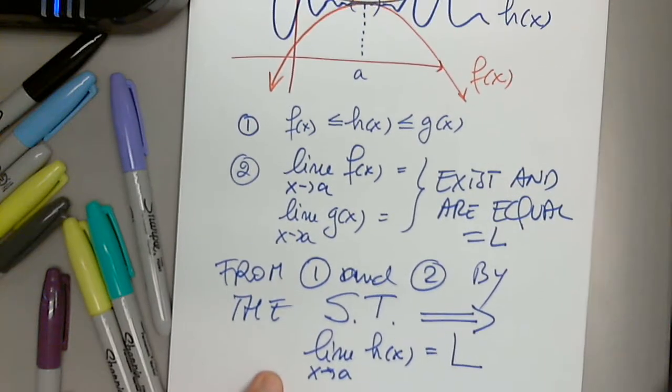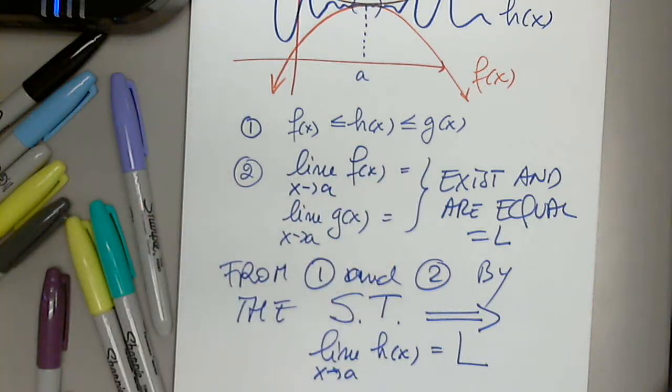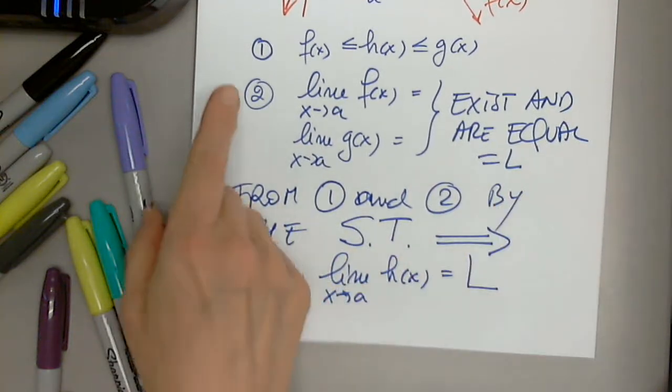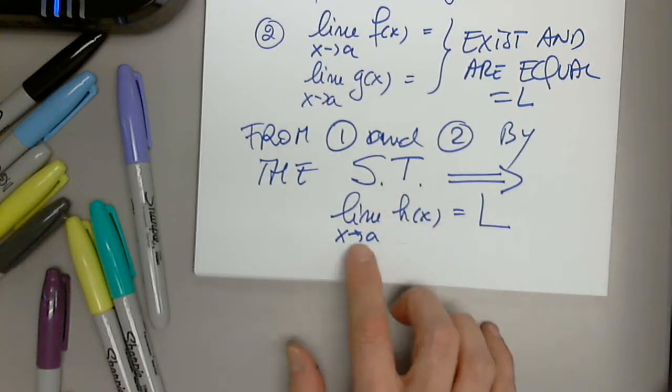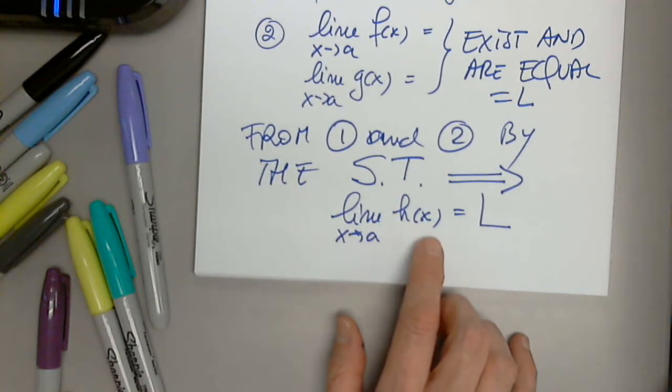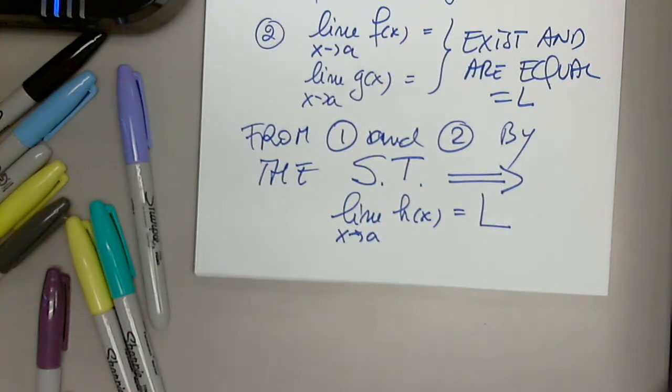One more time. If I show that the function is squeezed between f and g, and I determine the limits of f and g, they both exist and are equal to the same number L, then from the first and the second hypothesis and by the Squeeze theorem, we will be able to say that limit of h of x must be L. Question: why on earth will I need this theorem? In cases in which there is nothing else that works. Just this. Ready for examples?